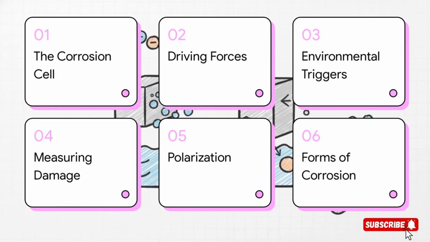We're going to build this thing from the ground up. First up, we'll take apart that tiny little electrochemical engine that causes all the trouble, the corrosion cell. Then, we'll get into what actually powers it and what environmental triggers kick the whole thing off. After that, we'll figure out how to measure the destruction it leaves behind. And finally, we'll explore what slows it down and all the different shapes and forms it can take. All right, let's get started.